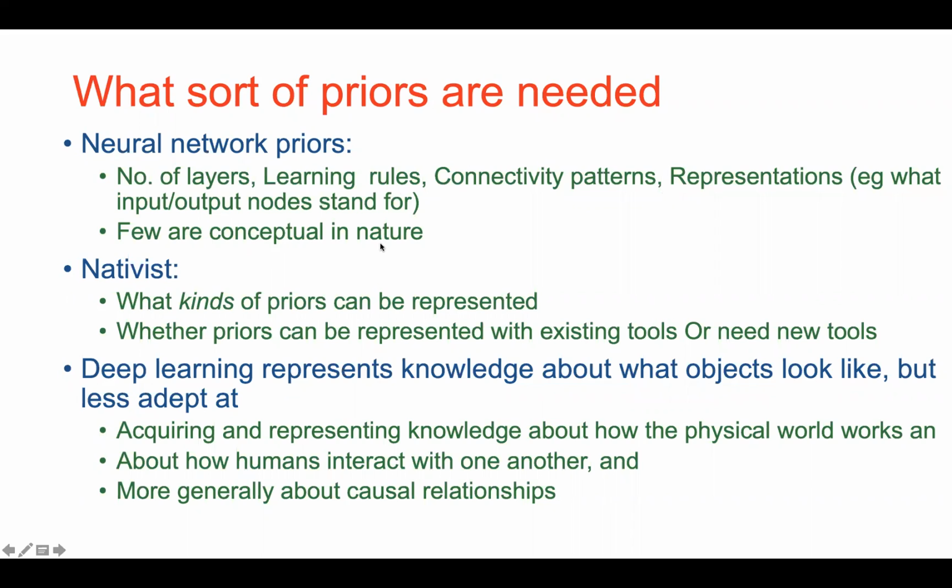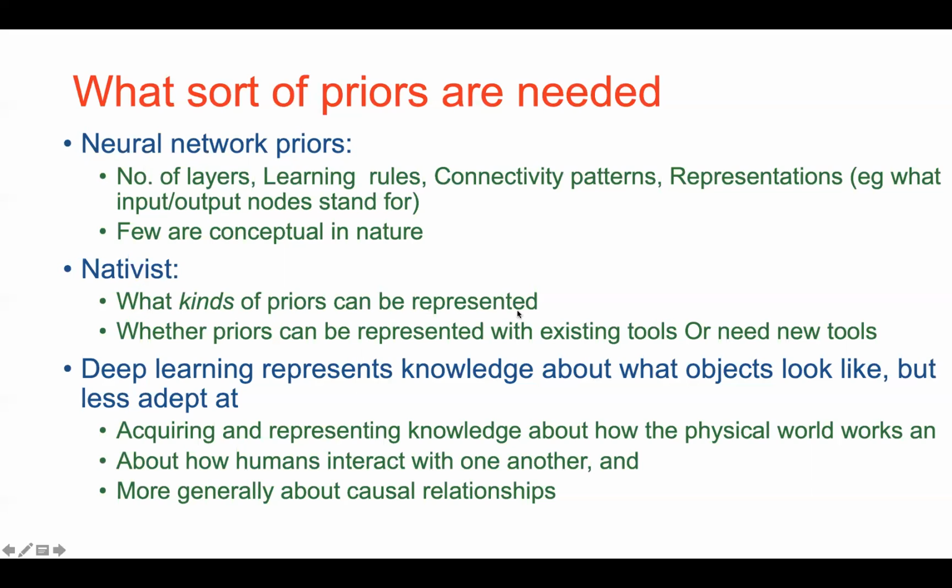Few are conceptual in nature. These are not concept level priors. Nativist, that is this idea that these kinds of symbolic knowledge have to come into play. That's called the nativist as opposed to empiricist. Neural network is referred to as the empiricist model. The symbolic approach is referred to as the nativistic model.